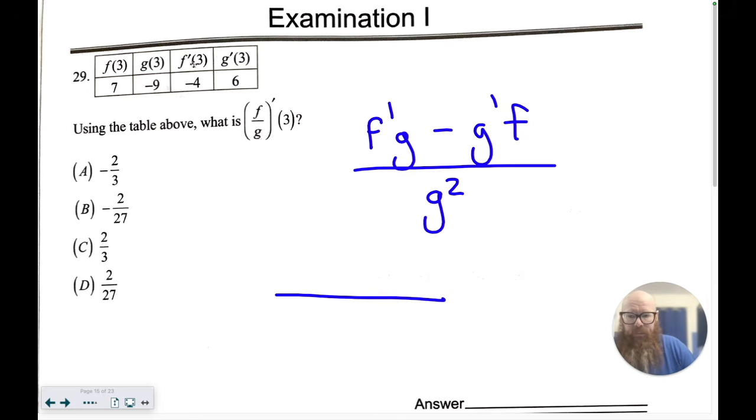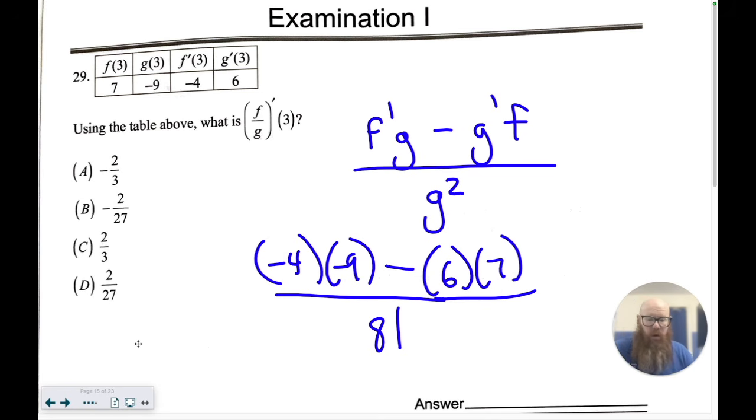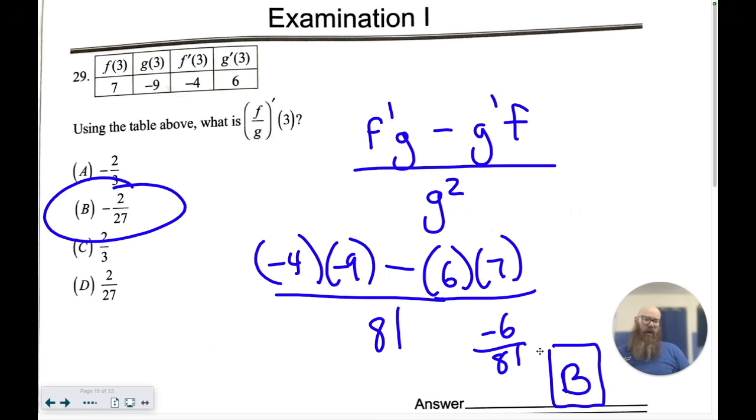So f prime of 3 is negative 4. G of 3 is negative 9. Minus g prime of 3 is 6. And f of 3 is 7. All over g squared. Well, g of 3 is negative 9, and negative 9 squared is 81. So then I get 36 minus 42 is negative 6 over 81, and negative 6 over 81 divided by 3 gives you b. All right, so second to last problem, we get a more straightforward problem. Just know the quotient rule and just apply it with the table.